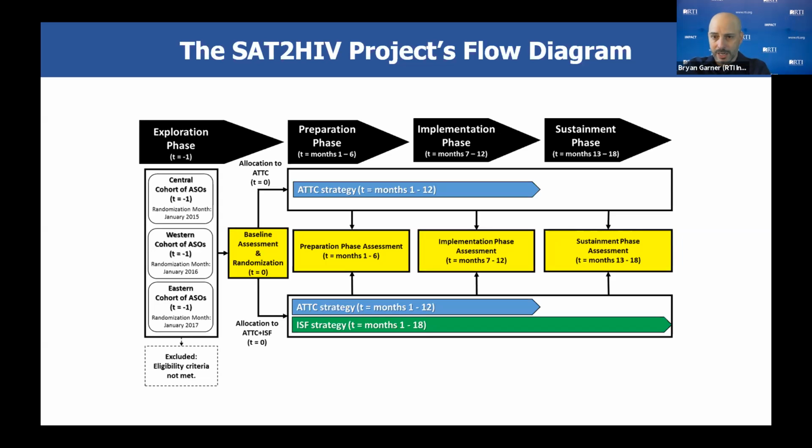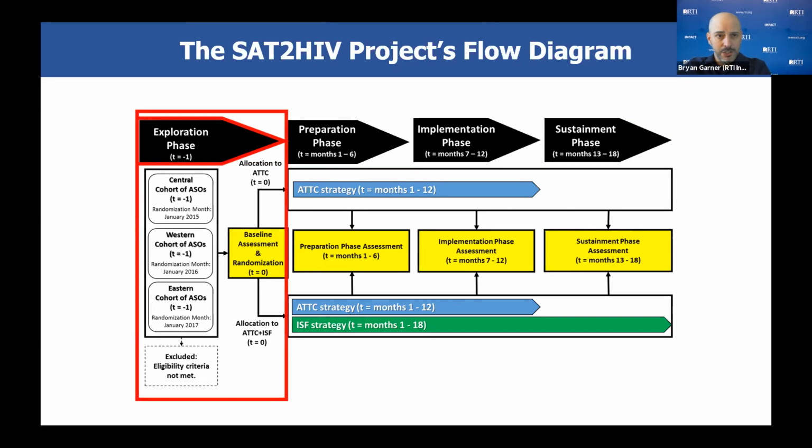Here's a flow diagram of it just to also give an overview of how the project went, and then I'll end up the slide here in just a second that shows our main findings. But if you see along the top, you see the EPIS continuum, and during the exploration phase, we worked with, again, 39 organizations. We had 14 from the central part of the United States, 11 from the western part of the United States, and 14 from the eastern part of the United States. We were trying to make this as broad and national as possible. Organizations and their staff and clients were cluster randomized into either just receiving the ATTC strategy or the ATTC plus ISF.